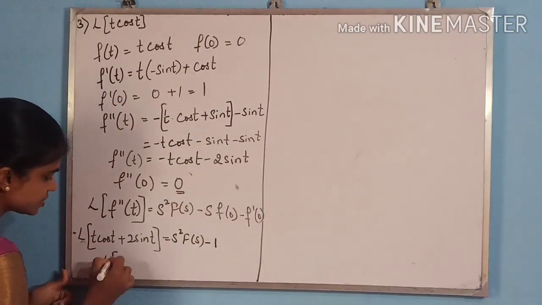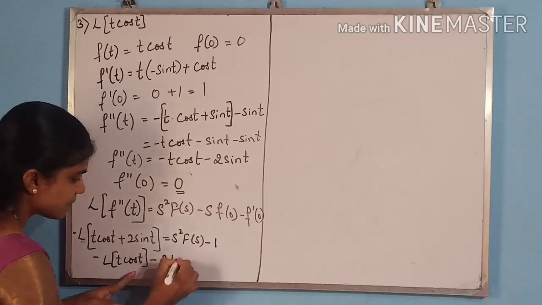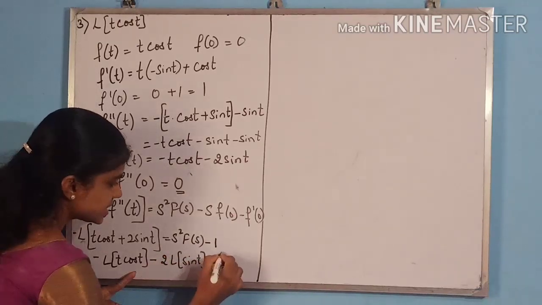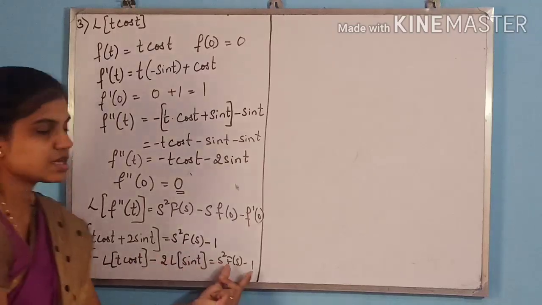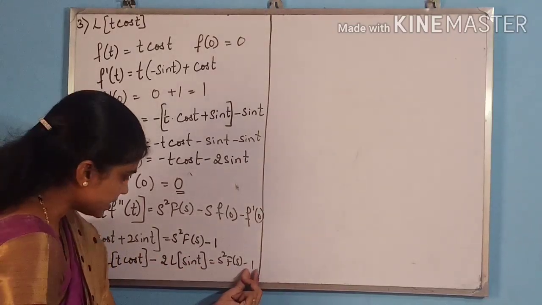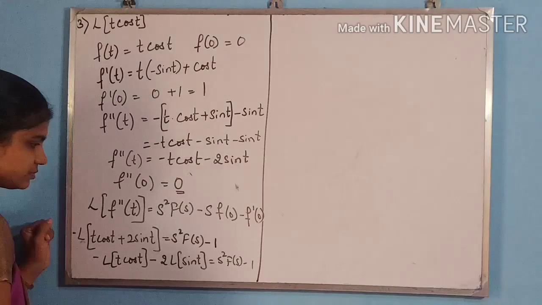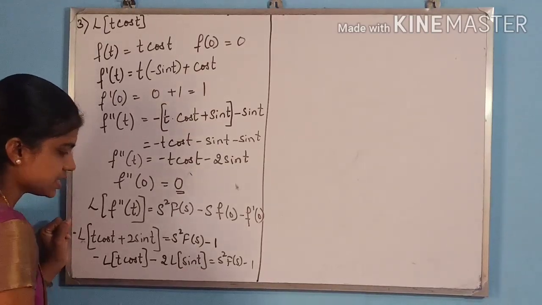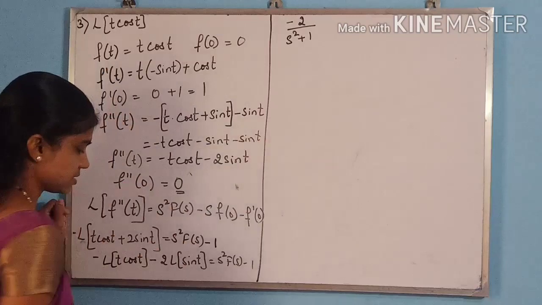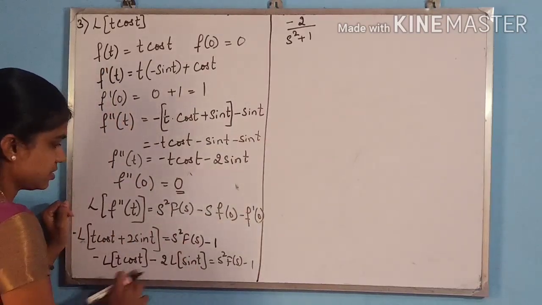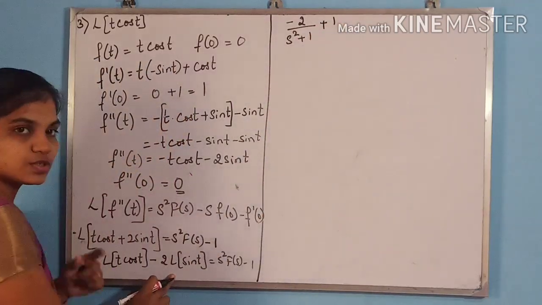Now here, Laplace transform of t cos t minus 2 Laplace transform of sin t is equal to s square f of s minus 1. So this is again f of s. So this minus f of s comes on this side. It becomes plus f of s, and this minus 1, I just bring it on the other side. So what is Laplace transform of sin t? Laplace transform of sin t is 1 by s square plus 1. So it is minus 2 by s square plus 1. Right? And when minus 1 comes on the other side, it's going to become plus 1.